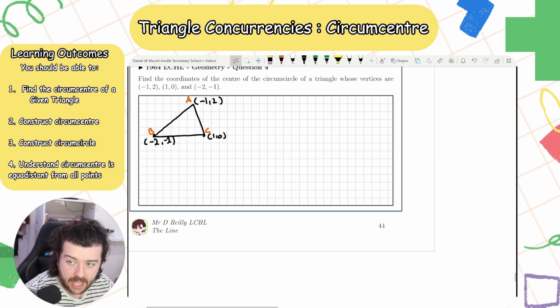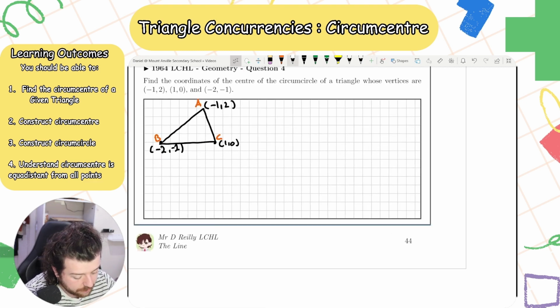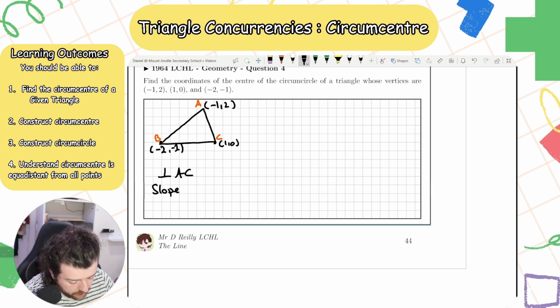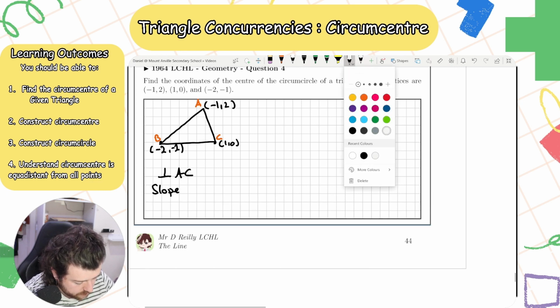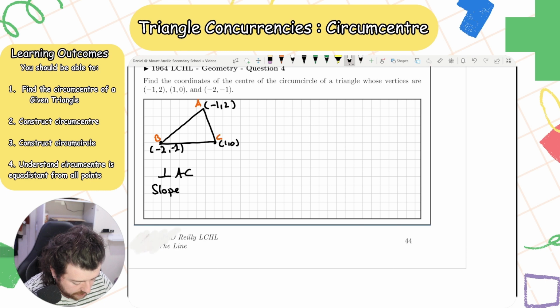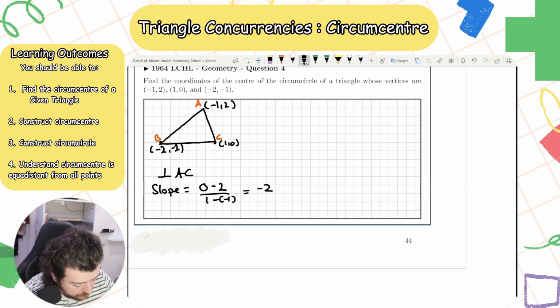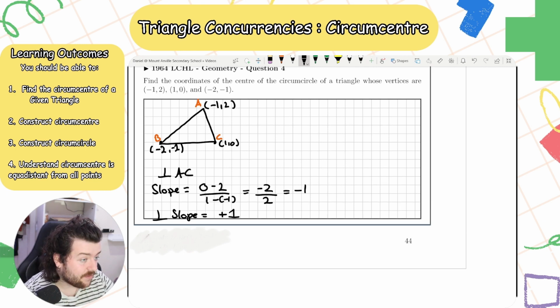So let's get cracking. I need to find the perpendicular line of AC. So the slope, first of all, is equal to 0 minus 2 all over 1 minus negative 1, which is minus 2 all over positive 2, which is minus 1. So the perpendicular slope is going to be positive 1.